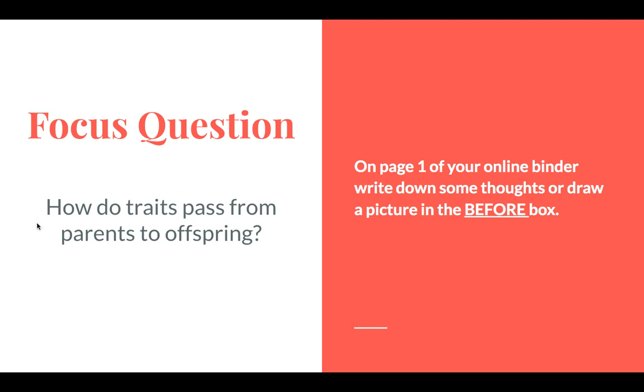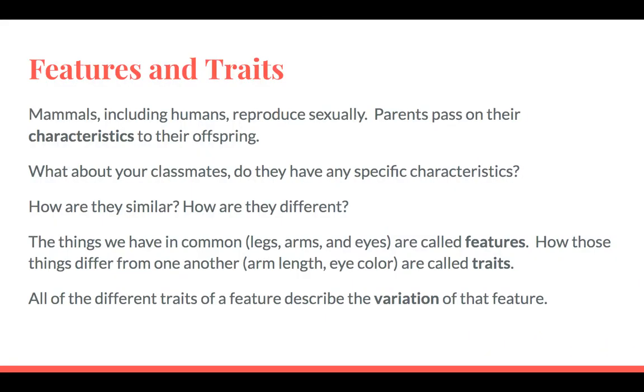So like we talked about at the beginning, on page 1 in your binder online, the only thing for today you got to answer is the focus question: how do traits pass from parents to offspring? So for mammals, including humans, they reproduce sexually. Parents pass off their characteristics to their offspring. So what about your classmates? Do they have any specific characteristics? How are they similar? How are they different?